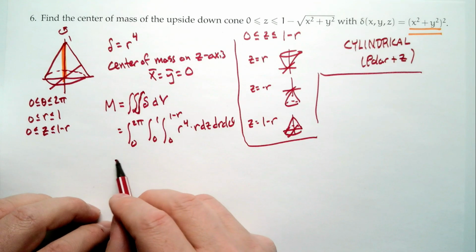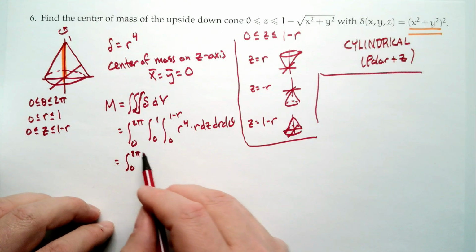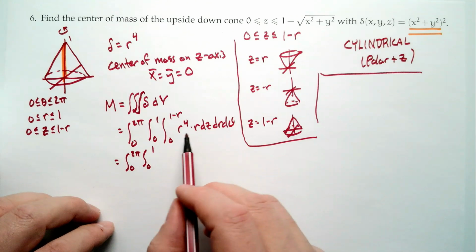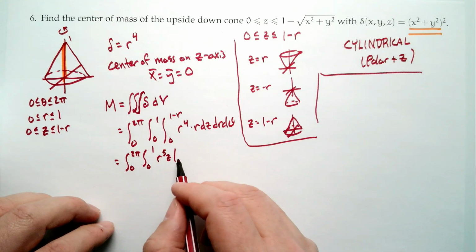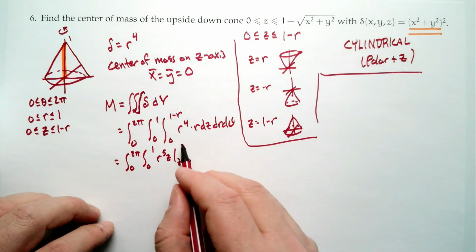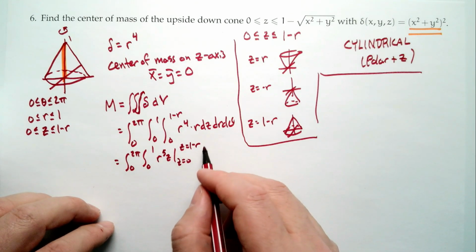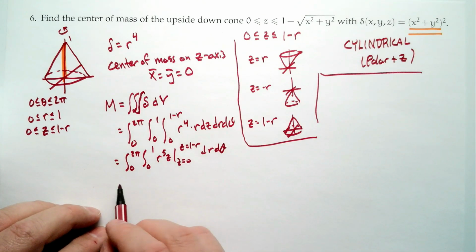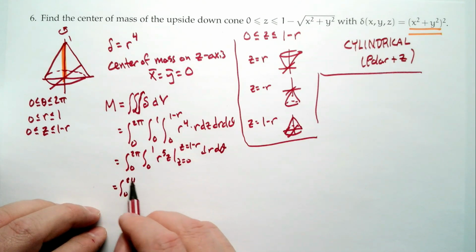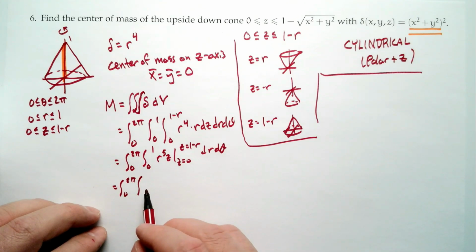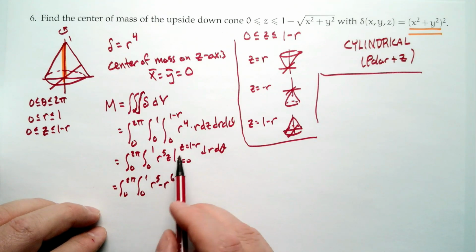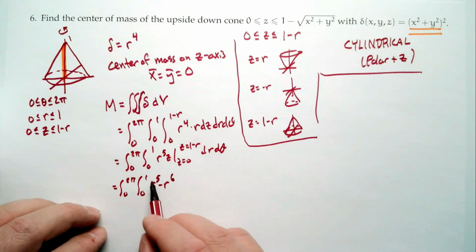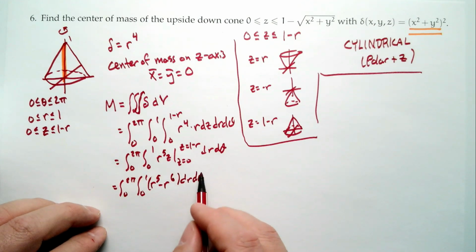So we integrate with respect to z, and what do we get? Well, there's no z, so it becomes r to the 5th times z from z equals 0 to z equals 1 minus r dr d theta. So that becomes 0 to 2 pi and 0 to 1 of r to the 5th minus r to the 6th, because you plug in z equals 1 minus r, you multiply it out. Then we're going to do that dr d theta.